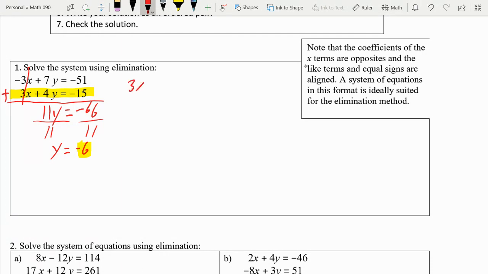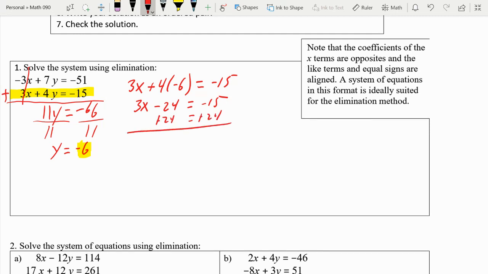So I have 3x plus 4 times -6 is equal to -15. Again, remember, I'm replacing y with -6. We already solved for it. Now, just like always, we're going to solve for x. Add that 24 to both sides. That cancels, so 3x is equal to -15 plus 24, which gives me 9.